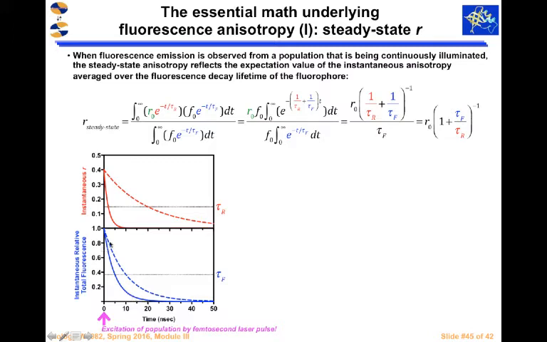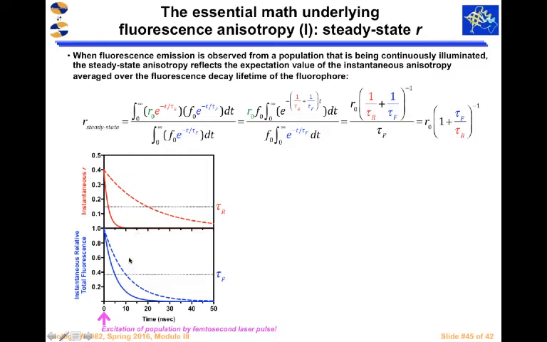So let's say we have something rotating rapidly. It follows this rotational decay curve for the anisotropy. And we have a fluorophore with a relatively short lifetime. So at this moment, the fluorescence that's being emitted would have this anisotropy. By the time we get out here, the fluorescence that was being emitted would have zero anisotropy, right?